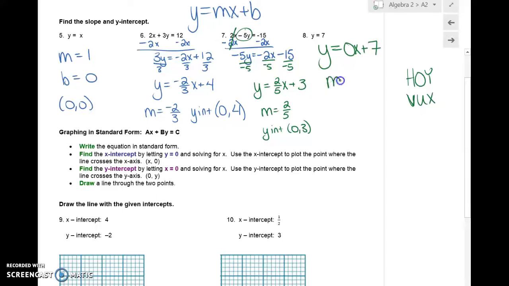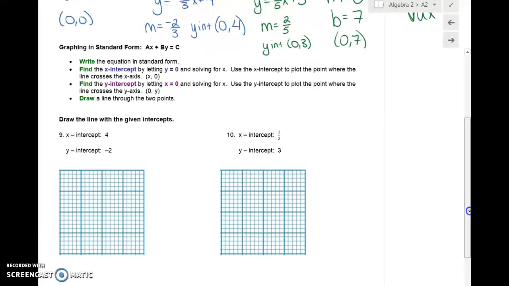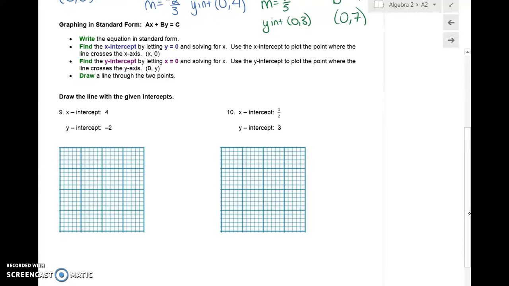So your slope is 0 and your y-intercept is 7, which is the point (0, 7). Okay, graphing in standard form. First, we're just going to graph using the intercepts, and we're not going to do both of these. Let's just do number 9. Your x-intercept is 4, your y-intercept is negative 2.